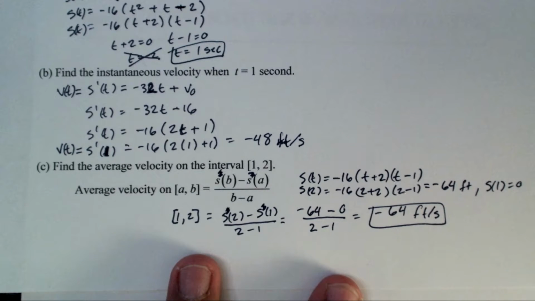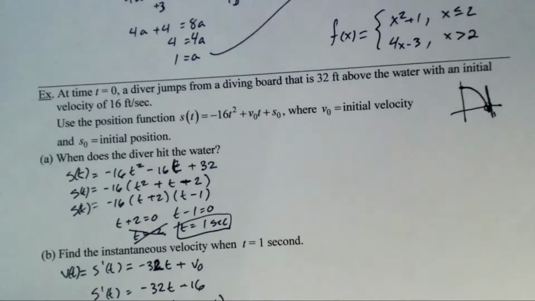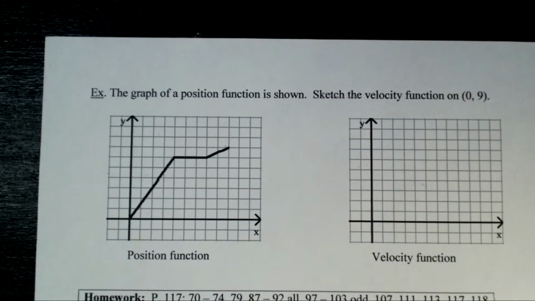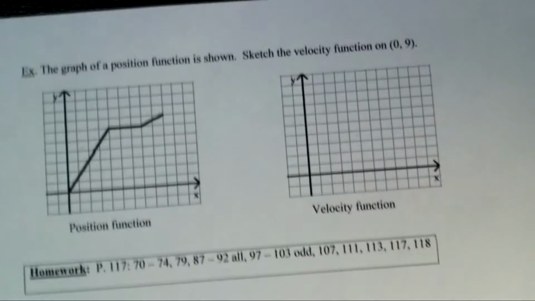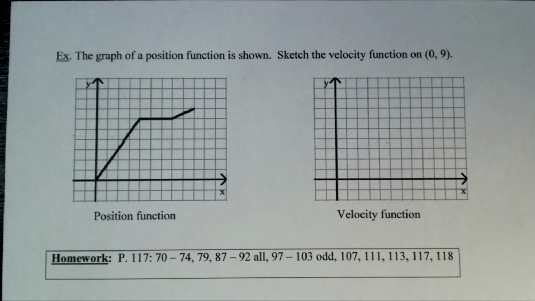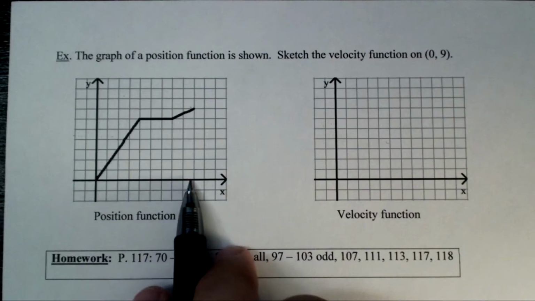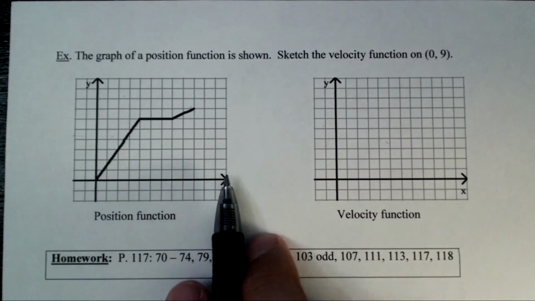So hopefully this made sense. Hopefully I didn't confuse you too much with the pondering and thinking that I did while trying to solve this. And then we have one last part at the end. Now we're going to look at this graphically. We kind of looked at it graphically at the very beginning. Now we're actually given a position function. It says the graph of a position function is shown. Sketch the velocity function on 0 to 9. So we have 0, 1, 2, 3, 4, 5, 6, 7, 8, 9. That's all they've graphed here, from 0 to 9.